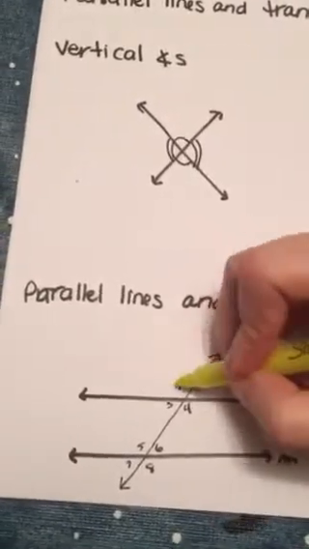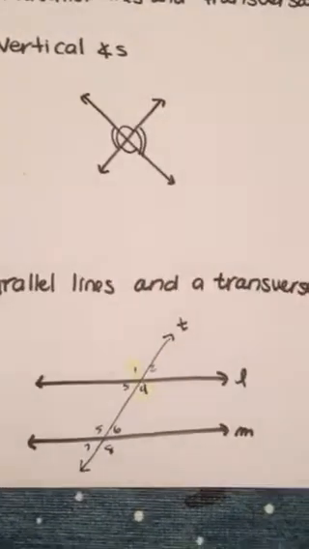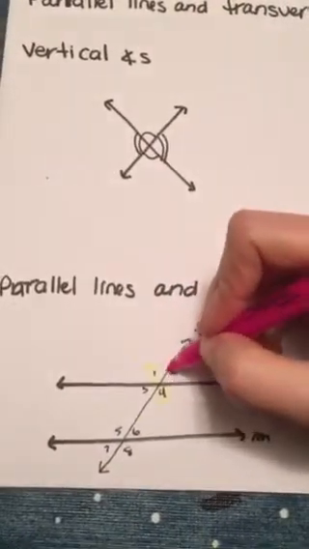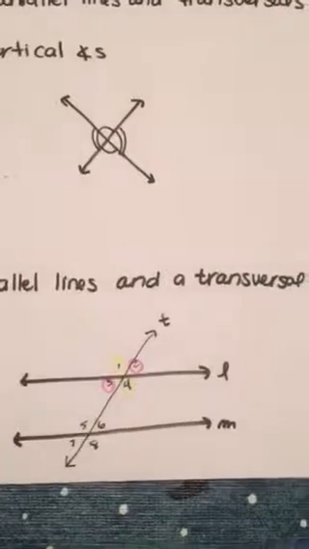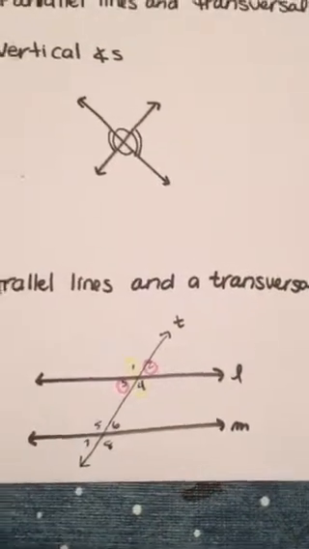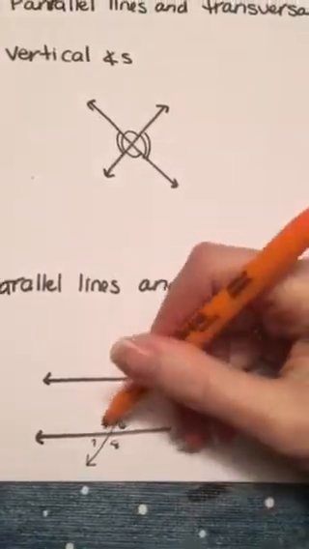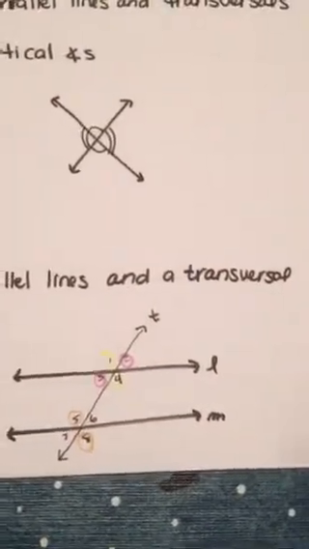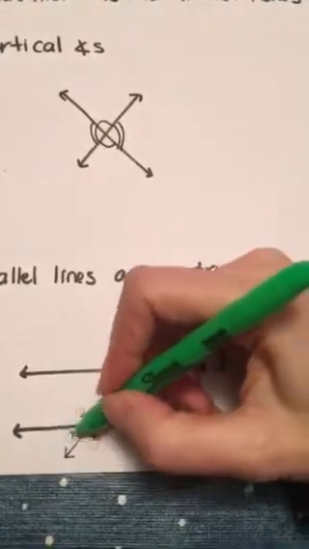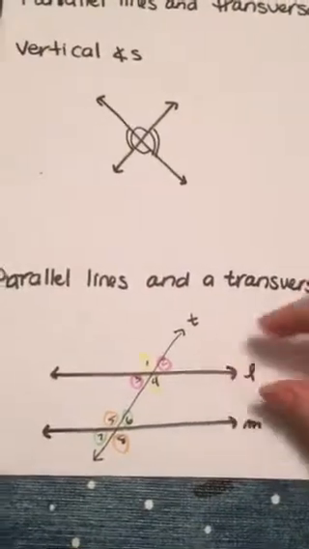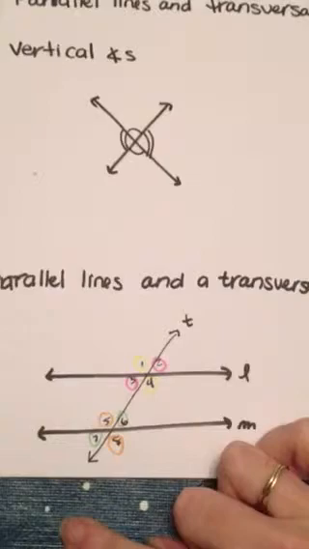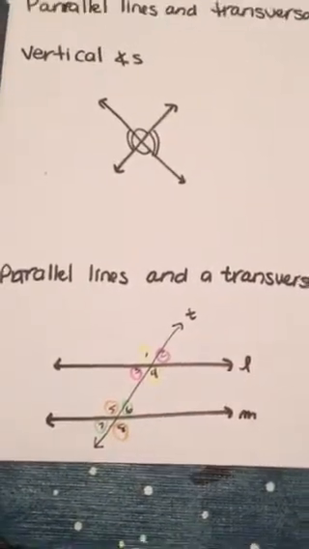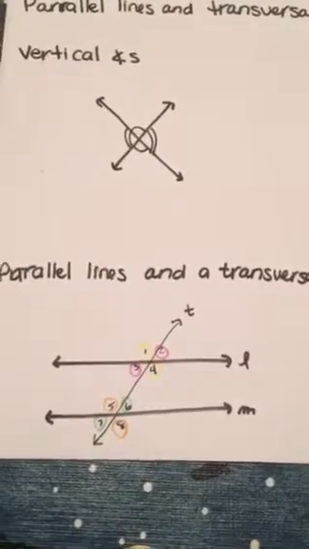So 1 and 4 are vertical angles, so 1 and 4 are congruent. We have 2 and 3 are vertical angles, so they're congruent. 5 and 8 are vertical angles, so they are also congruent. And lastly, we have 6 and 7, which are congruent. So here we have two parallel lines with one transversal, and it gives us 4 pairs of congruent vertical angles. Okay?